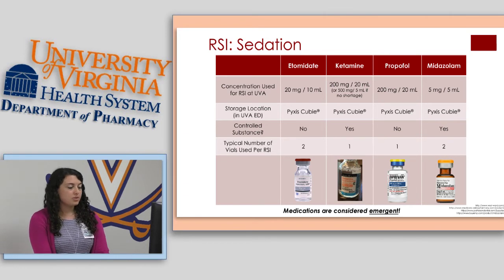of these. So usually we use 2 vials of etomidate, 1 of ketamine or propofol, and the midazolam is very rarely used in this situation because we require so much, and then that would increase the patient's risk of low blood pressure. So then we would use 2 vials just because we need to give such a high dose.